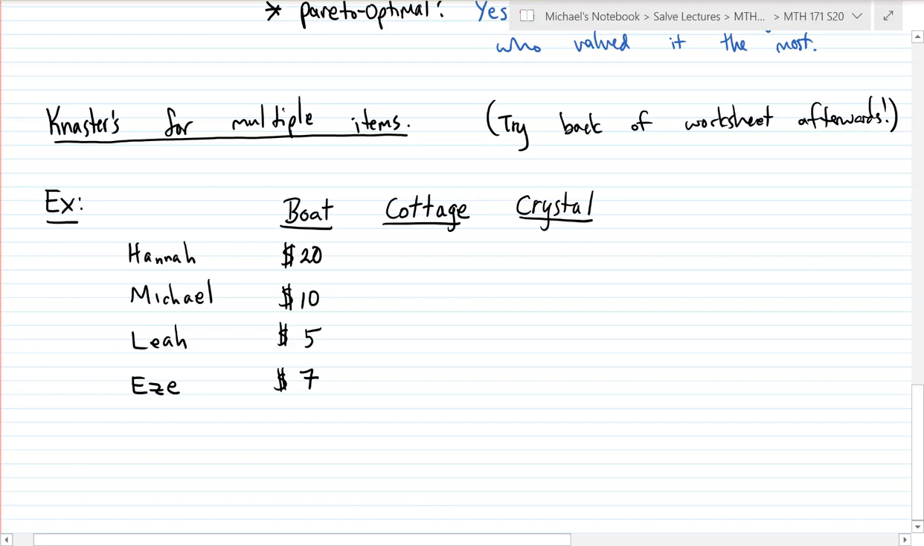Let's also ask them at the same time how much they like the cottage and the Waterford crystal. I'll just fill in the table. Hannah is willing to spend $15,000 on the cottage. Michael is willing to spend $16,000. Leah loves the outdoors, willing to spend $25,000 on it. Ase, $10,000. What about the crystal? Hannah is not so much into it, she'll only spend $5,000. Michael would spend $10,000. Leah would like $6,000. Ase, he likes shiny things, he would spend $15,000 on that.